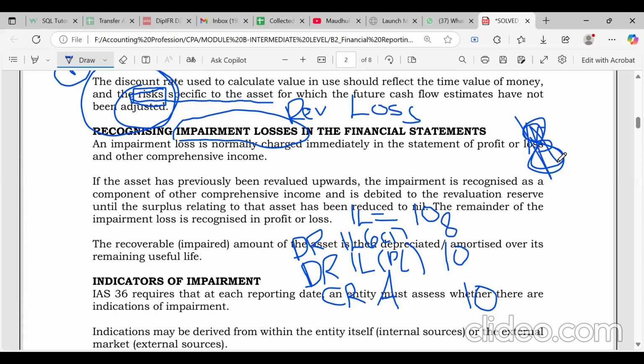And the remaining figure, the excess of 2, would now go to profit or loss. So you simply treat it as if it's the revaluation loss. Just get that point, right?